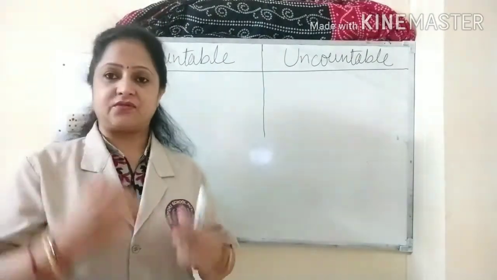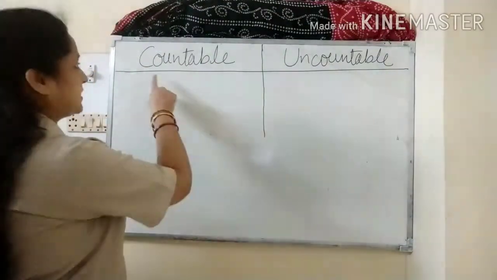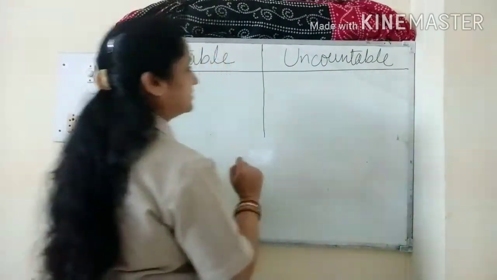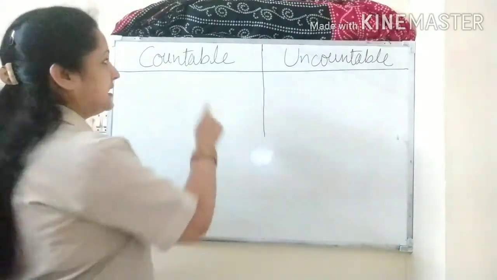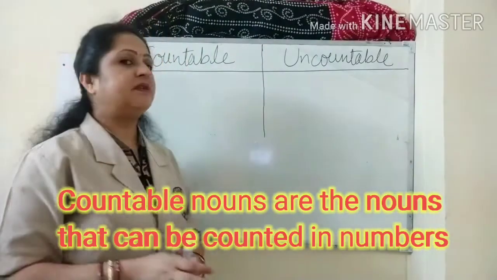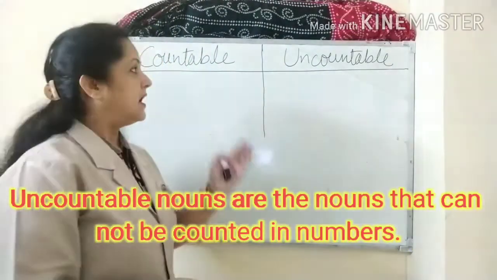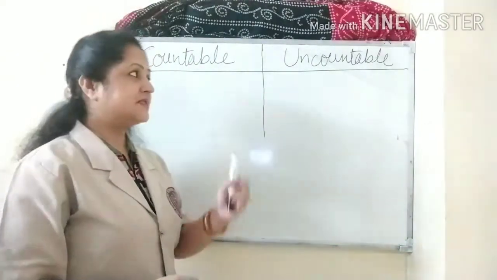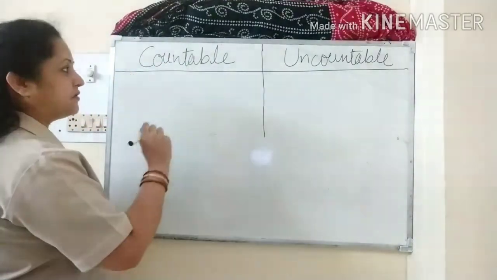Now today we are going to start with our next topic, that is countable and uncountable nouns. This is our last topic of nouns. Countable nouns are the nouns that can be counted, and uncountable nouns are the nouns that cannot be counted. I am just writing the examples here. First I write the examples of countable nouns.